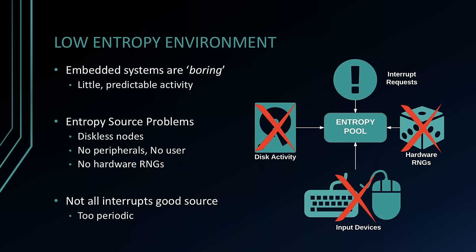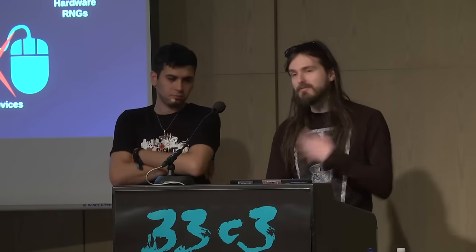Like Ali discussed, in the general purpose world, you often use disk activity timings, keyboard events, mouse events. But in the embedded world, you often have to deal with diskless nodes. You don't have peripherals, you don't have a user, and you don't have hardware random number generators. And even commonly available sources like interrupt request timings are often not that good because they're too periodic.